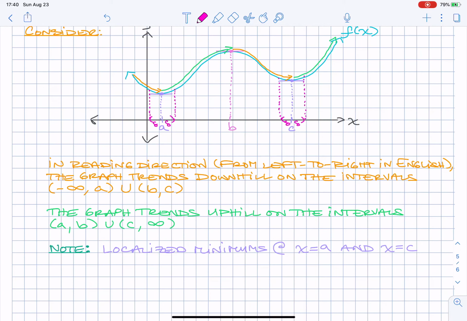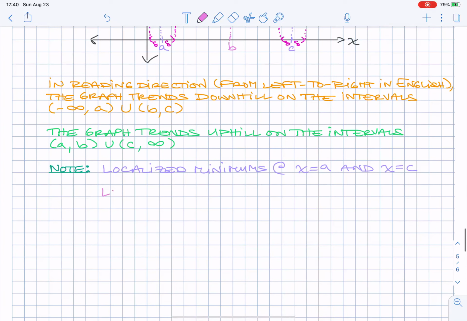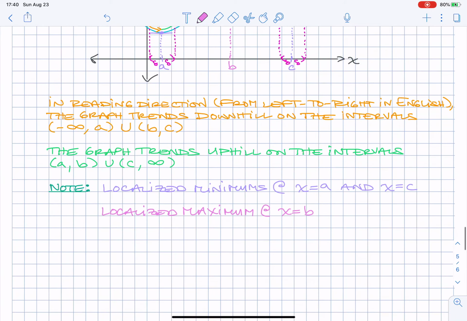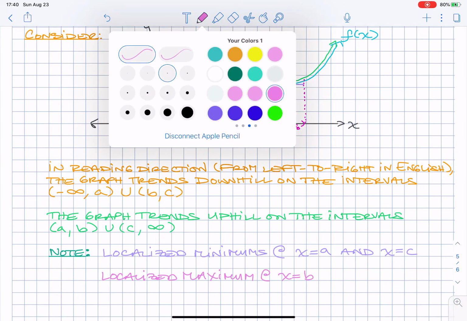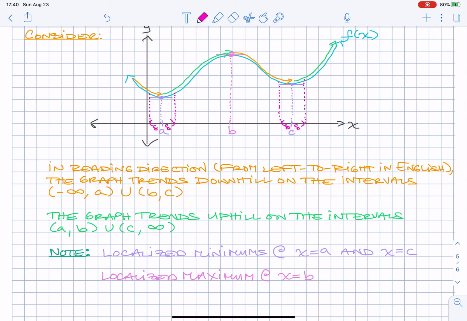And we had a localized maximum, right? So a localized maximum at x equals B. Technically, the value of the function is maximized, so this is my maximum. That means that if I just look at a little region around B, say a delta on either side, the largest value for the function in this region is at B.